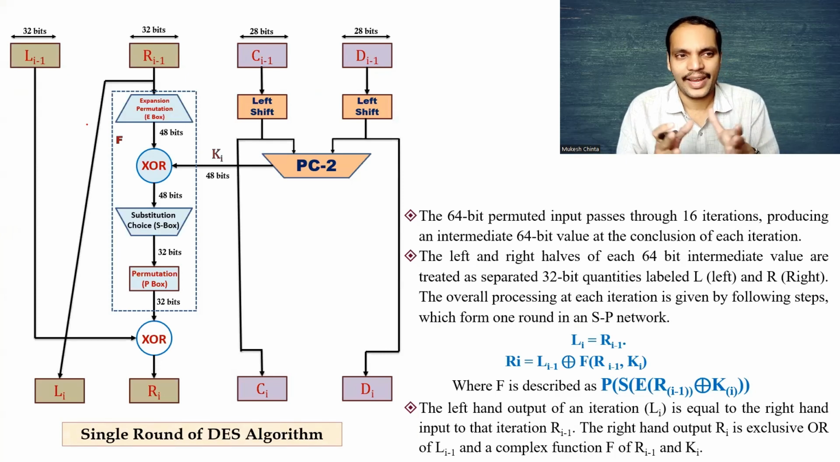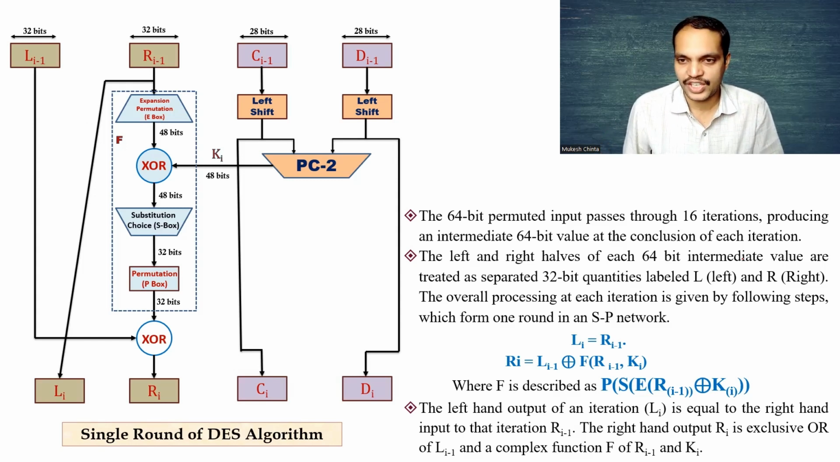This is how a usual round looks in DES. As I told you, the 64-bit permuted input passes through 16 iterations, which we call rounds, producing an intermediate 64-bit value at the conclusion of each iteration. Means for every round, after round 1, we have a 64-bit output, and this 64-bit output is passed on to round 2. And after round 2 is completed, we have another 64-bit intermediate output. This is passed on to round 3, which is carried on till round 16.